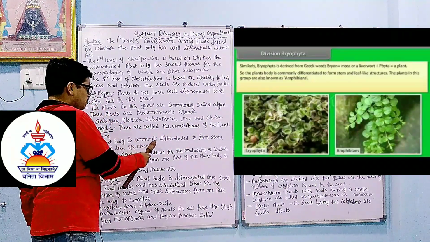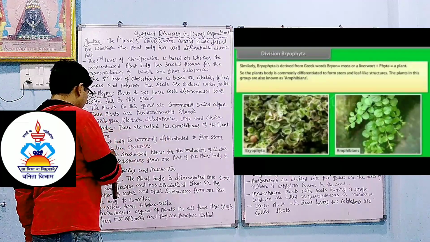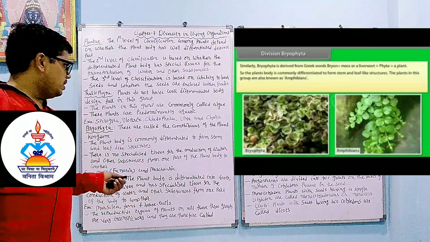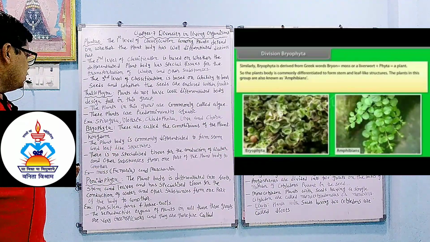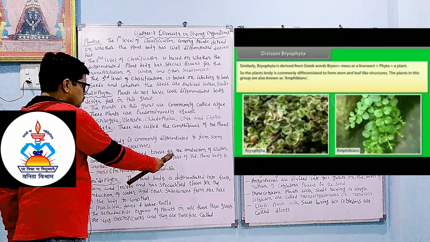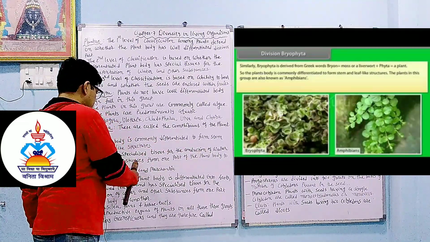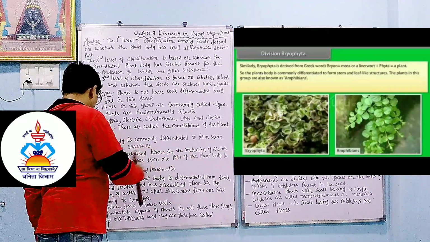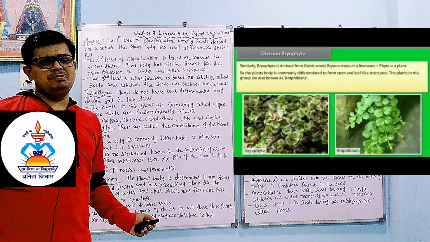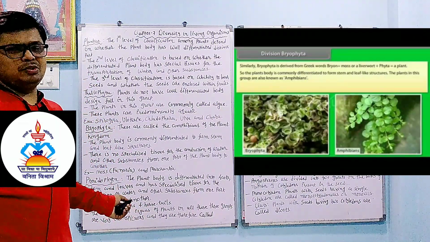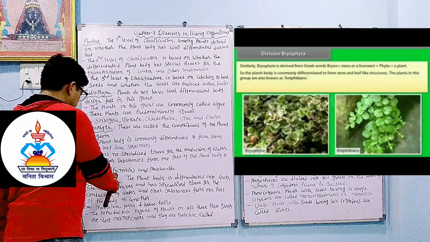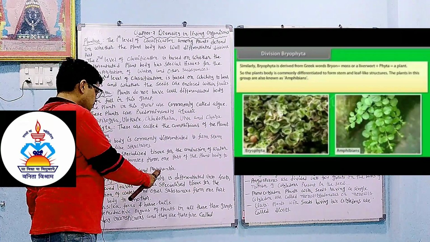The plant body is commonly differentiated to form the stem and leaf like structures. So two parts are distinct, that is the stem and the leaf. So they are called the Bryophyta. There is no specialized tissue for the conduction of water and other substances from one part of the plant body to another. So here no special tissues like xylem and phloem are present for the conduction of food and water. Examples: moss, that is also called Funaria, and Marchantia.